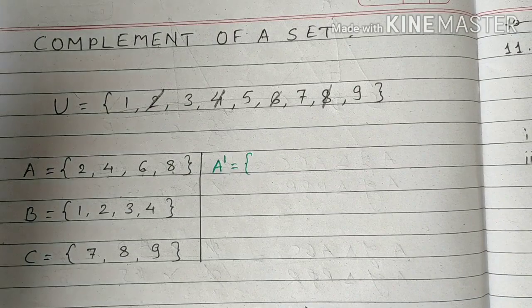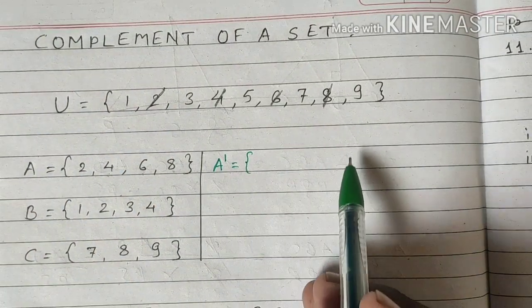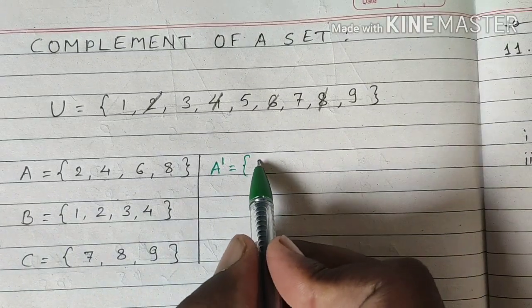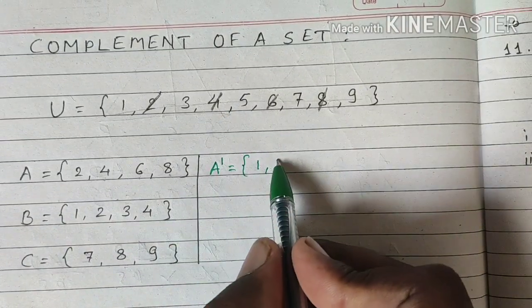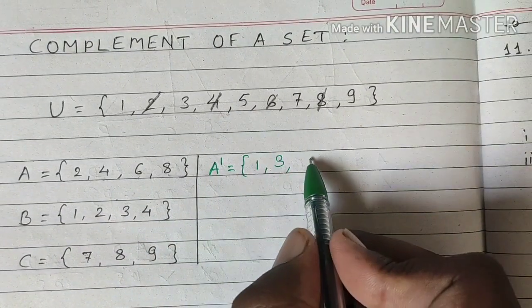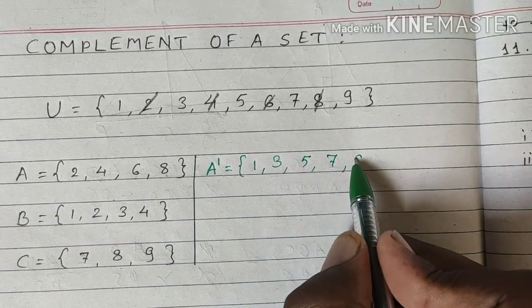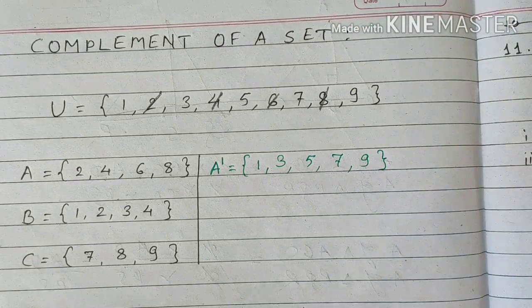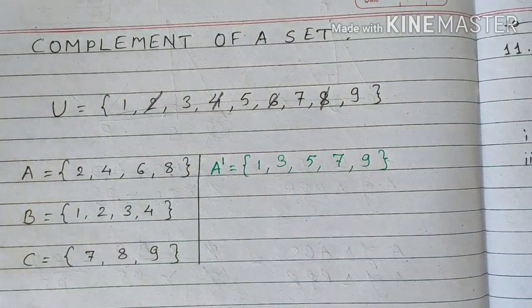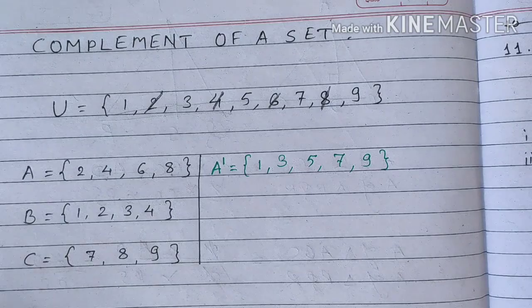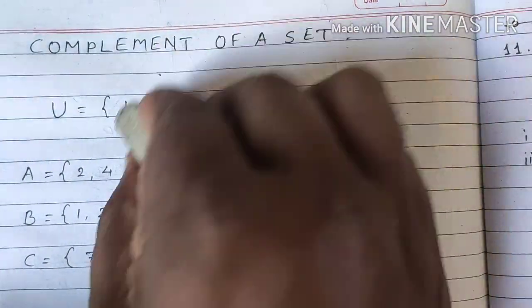Now students, tell me, in the universal set which elements remain? That is 1, 3, 5, 7 and 9. This is the A complement set. Understood everyone? Okay.